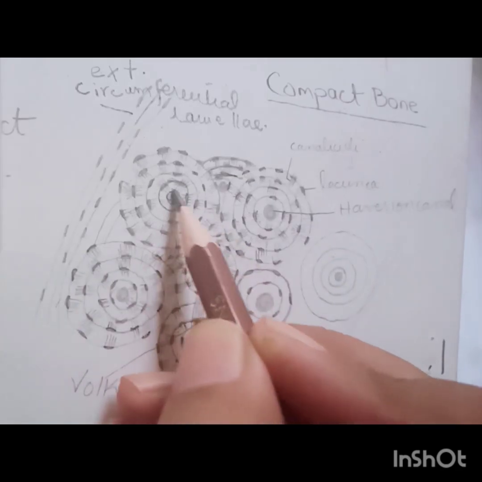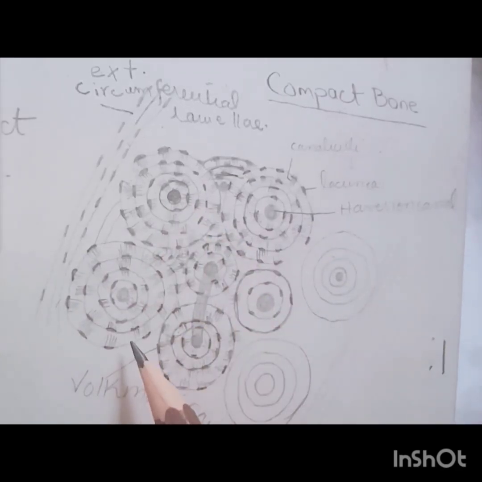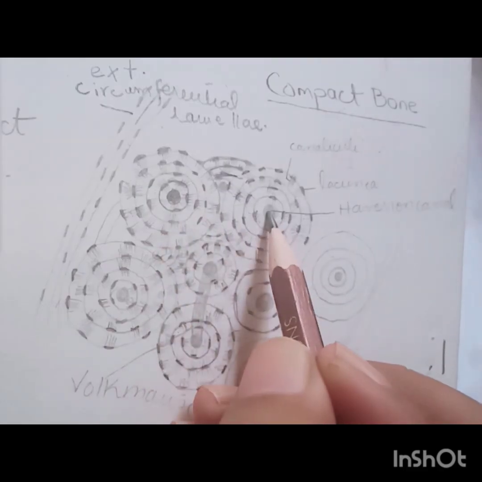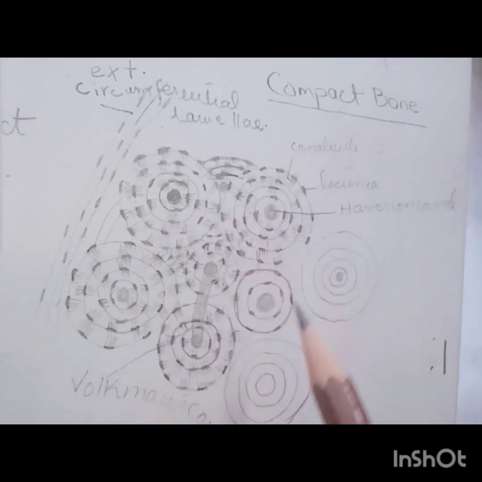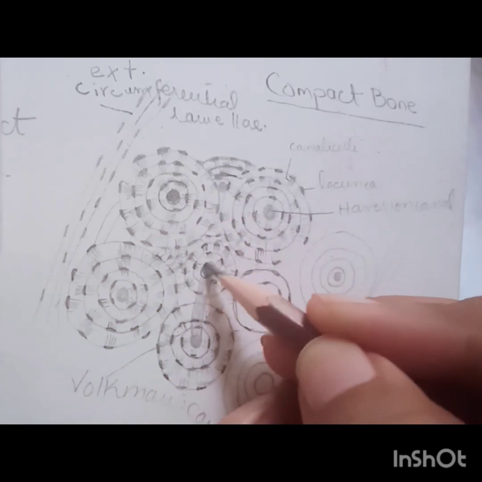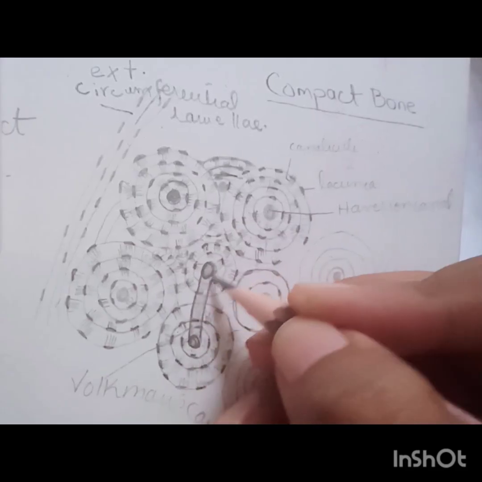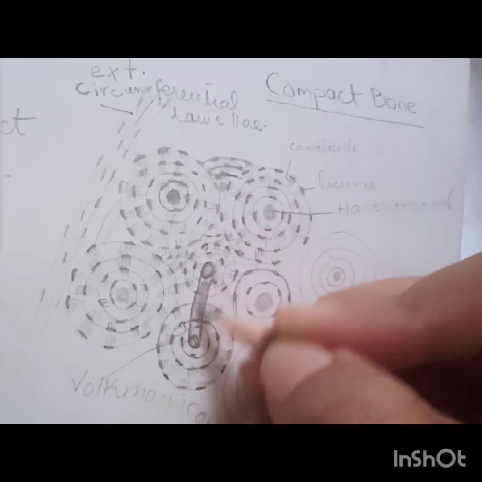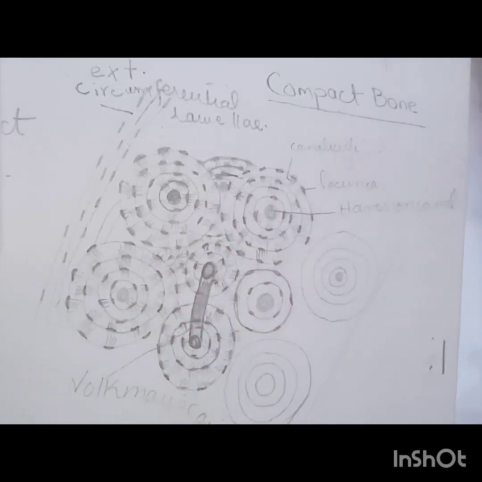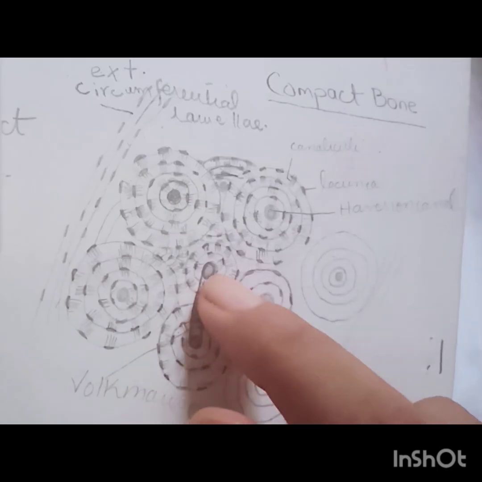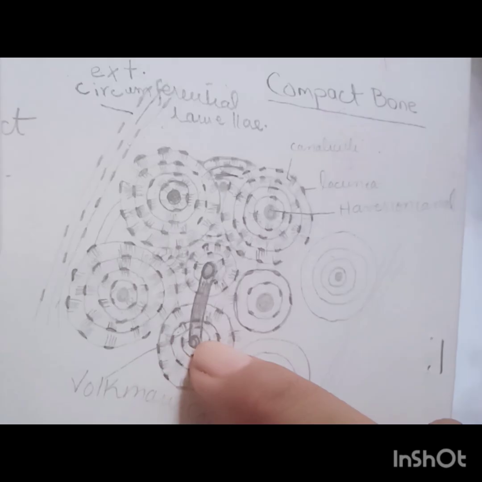Then in the middle, you can see the Haversian canal. The Haversian canals carry the branches of the nutrient arteries. The other structure is this: between two Haversian canals, you would see an anastomosing channel that is called the Volkmann's canal. The Volkmann's canal is an anastomosing channel that unites the two Haversian canal systems.